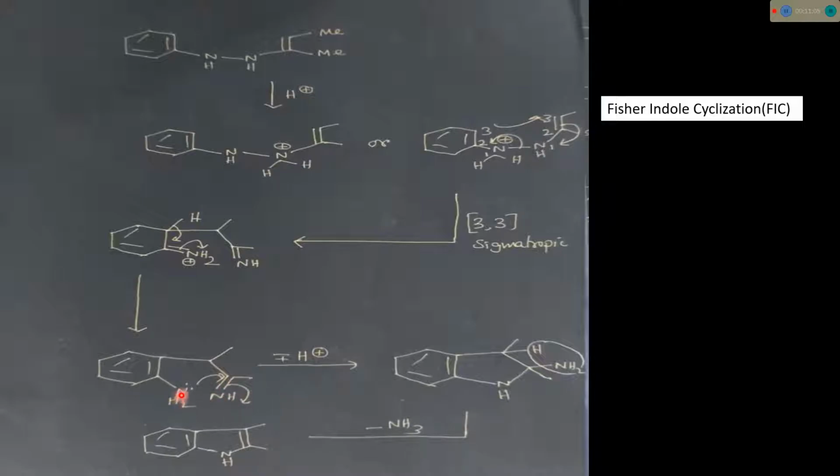So this NH2 attacks this imine, and after that there is release of ammonia, the NH2 taking an H from this carbon. Overall the ammonia group leaves to form indole. So in this way indole is formed.